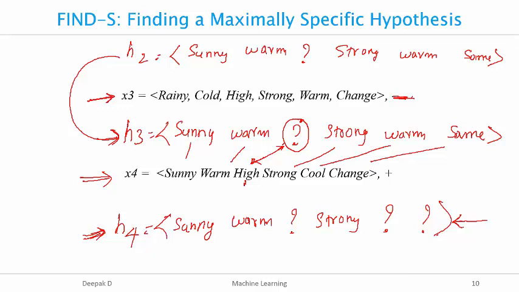So here when you compare H4 with your x3, check whether it classifies the negative as a negative instance. Here you have sunny, whereas you have rainy here. So this does not satisfy. It means that H4 is classifying x3 as a negative instance. So this H4 is your final, that is the maximally specific hypothesis.